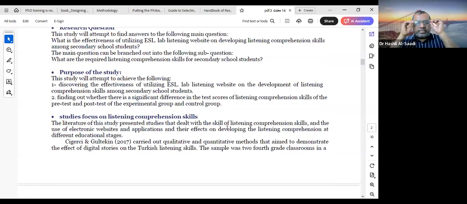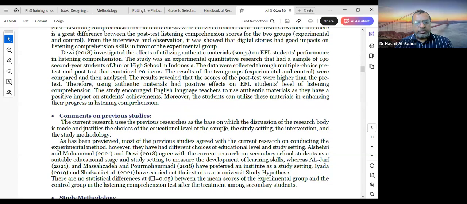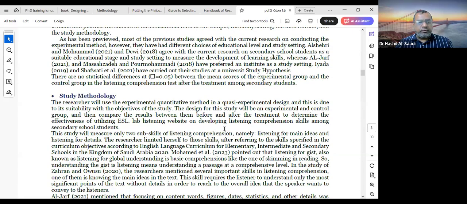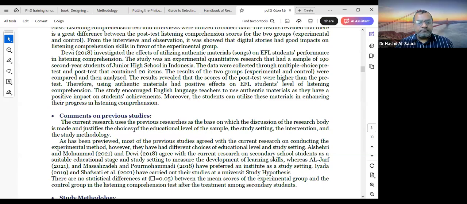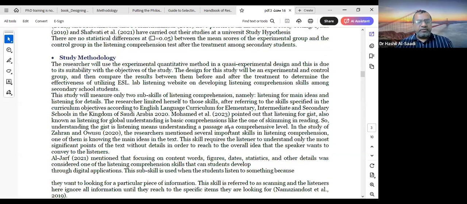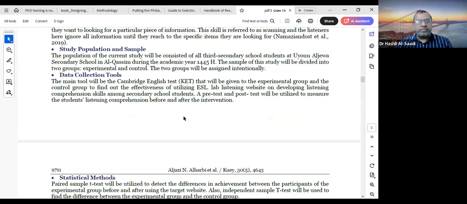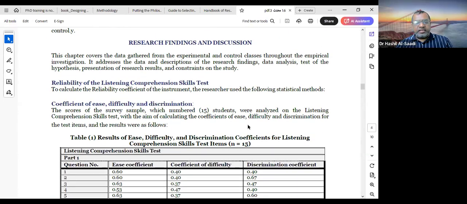The study focuses on listening comprehension skills, and then the study also covers previous studies. So that's still the introduction. Then we have the study methodology. So a bit of literature review here as well. In the study methodology, you explain the methodology, population, the sample, data collection tools. Here they use the test, of course, statistics, procedures, and then the findings and the discussions.